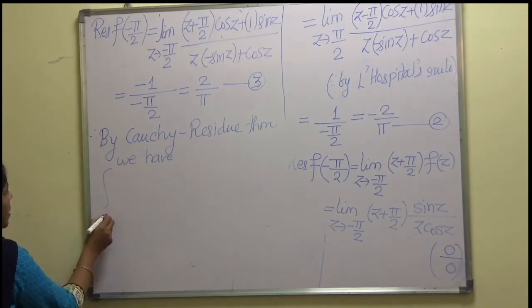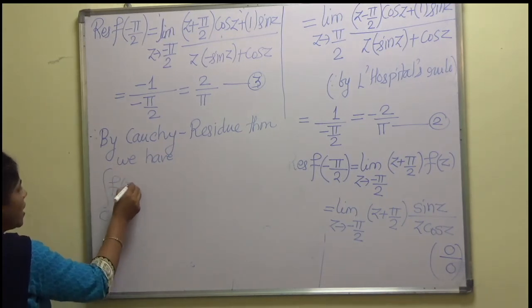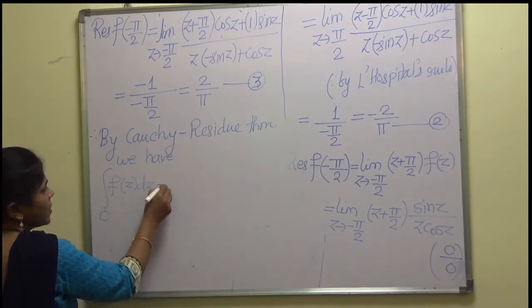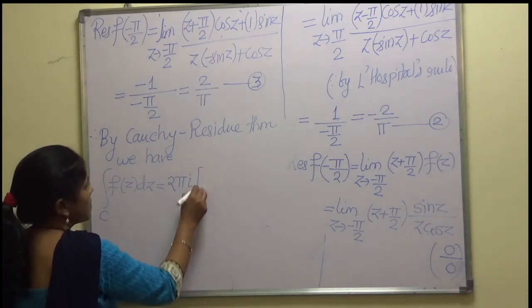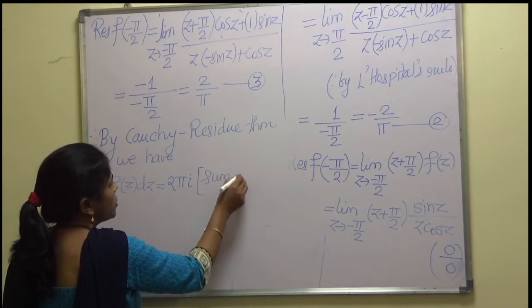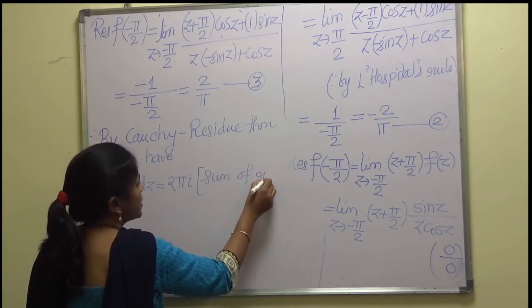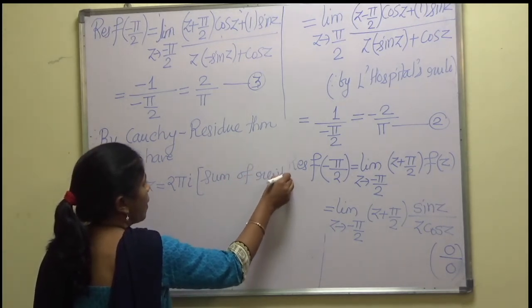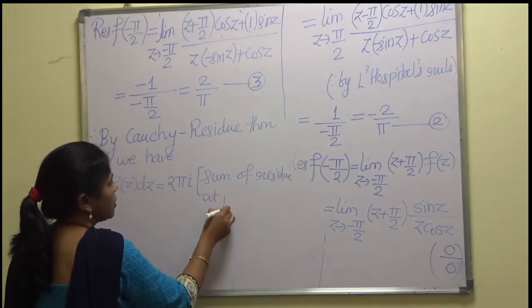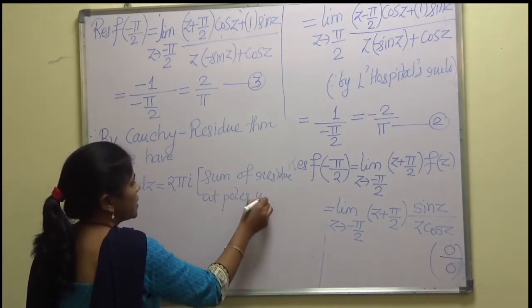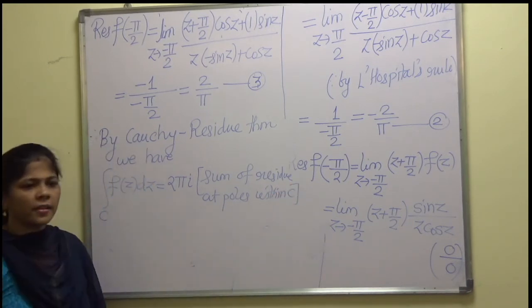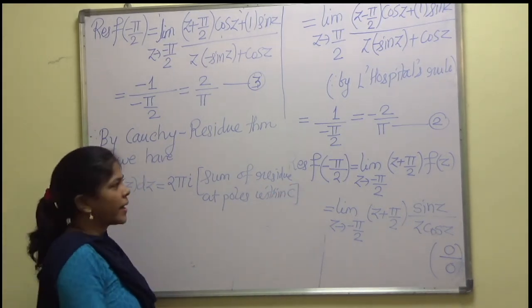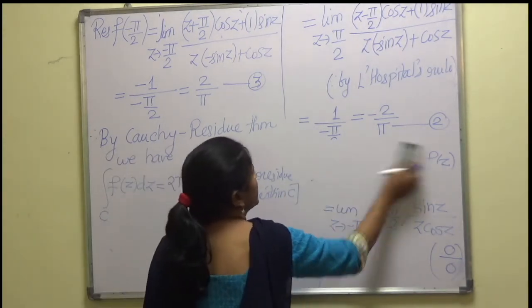what is the statement? Integration over C of f of z dz is equal to 2 pi I times the sum of the residues at the poles within C. Right? Sum of the residues at the poles within C.